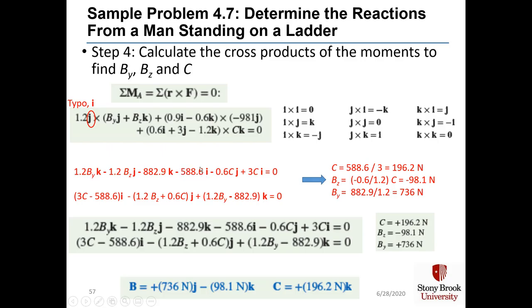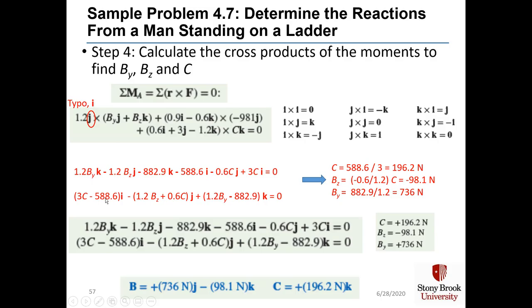And our second to last term is 0.6i crossed with c times k, so that's a 0.6c, but i crossed k is negative j, so we have to put a negative j here. And 3j crossed with c k, and j cross k is over here, that's an i. The last term is minus 1.2k crossed with c times k, but that's just 0 because k cross k is 0. Rearranging terms, we get this equation that I'm circling over here. And then we take each of these three terms, 1, 2, 3, and set them to 0.